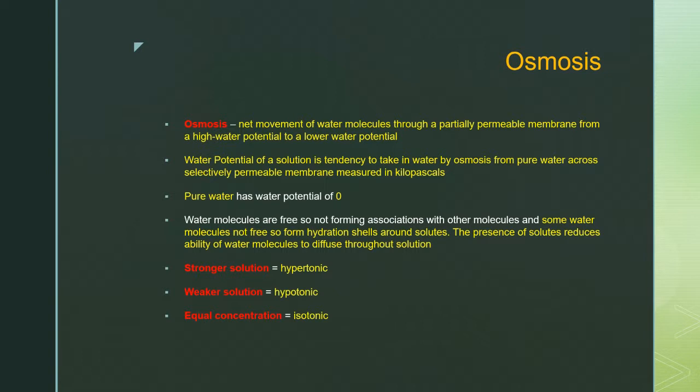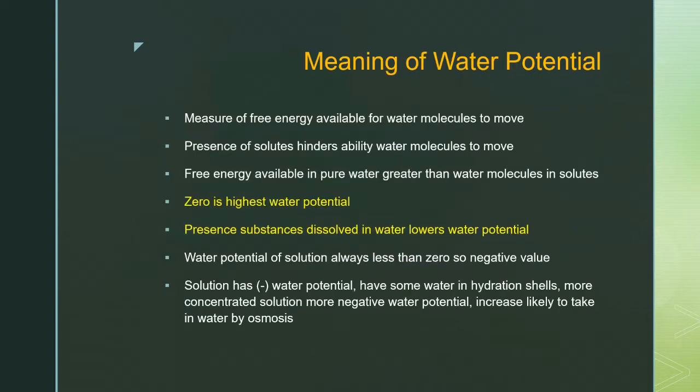There are 3 different types of solution. You will have a stronger solution, which will be classified as hypertonic. So you'll say you'll add a hypertonic solution. You have a weaker solution, which is hypotonic, and then an equal concentration, so it's equal solutes, equal water, all that jazz. That's going to be isotonic.